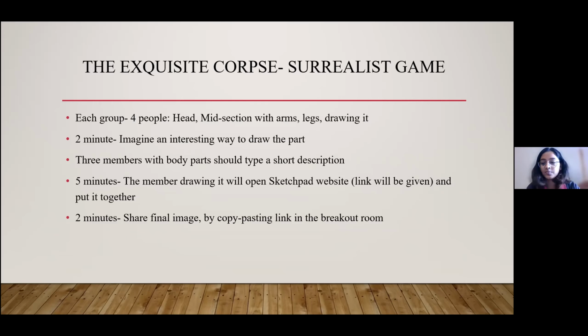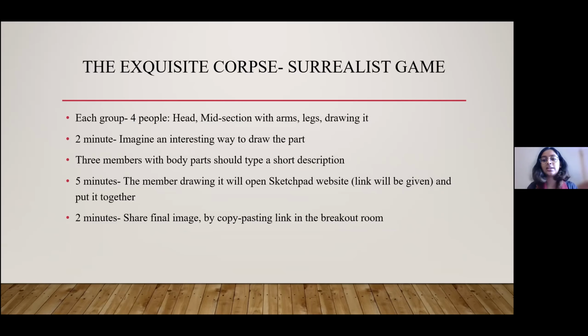Please listen carefully and maybe take it down, because you won't be seeing the slide after the breakout rooms open. Everyone is going to be put into breakout rooms in groups of four. And like I said, one person for head, one person for midsection and arms, one person for legs, and one person for drawing it. Once you're in the group, just decide amongst yourselves who wants to do which part, right? So divide it equally. And then we'll give you 2 minutes to think of an interesting way of drawing that body part. It can be anything you want.